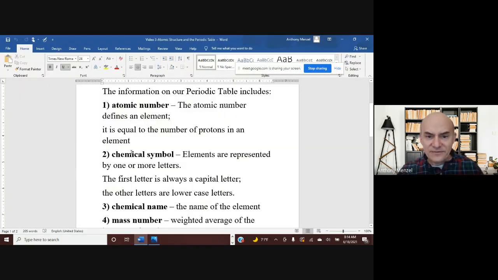Now, another piece of information we have on our periodic table is chemical symbols, and the elements are represented by 1 or more letters. So this makes it a lot easier to write out formulas and do different types of work in chemistry with reactions. So the first letter in a chemical symbol is always a capital letter. Some symbols only have 1 letter, and if that's the case, then that letter is a capital letter. If there's 2 letters, I think all of the elements now are 2 letters, because it used to be that there were some elements that had 3 letters. But the first letter is always capital, the other letter or letters are lowercase.